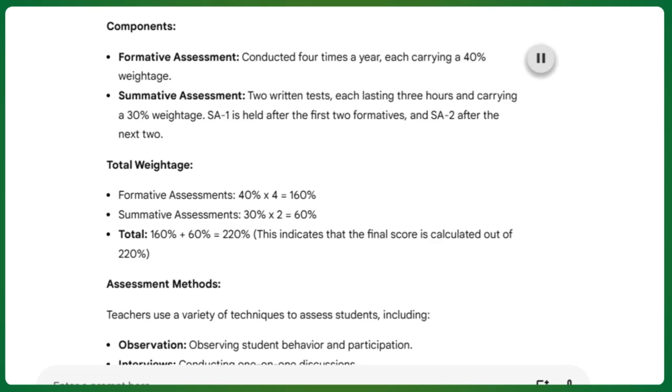Total weightage. Formative assessments, 40% times 4 equals 160%. Summative assessments, 30% times 2 equals 60%. Total, 160% plus 60% equals 220%. This indicates that the final score is calculated out of 220%.